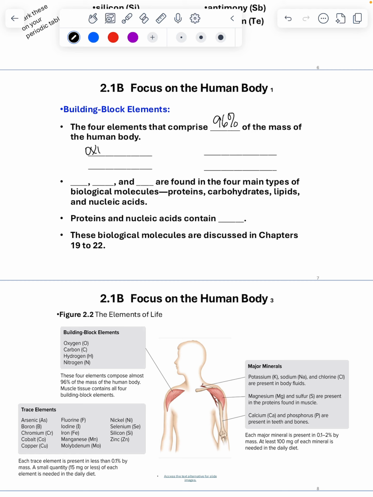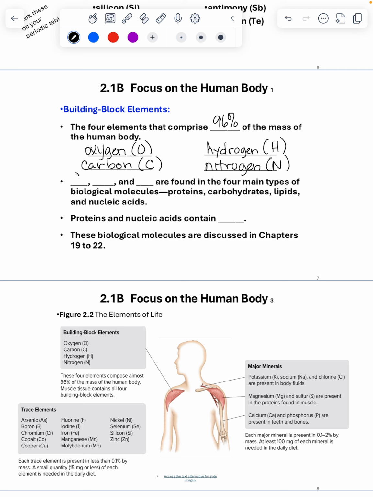So we have oxygen, and that symbol is a capital O. We have hydrogen, that symbol is a capital H. We have carbon, that symbol is a capital C, and we have nitrogen. That's a capital N. So these 4 make up 96% of the human body.